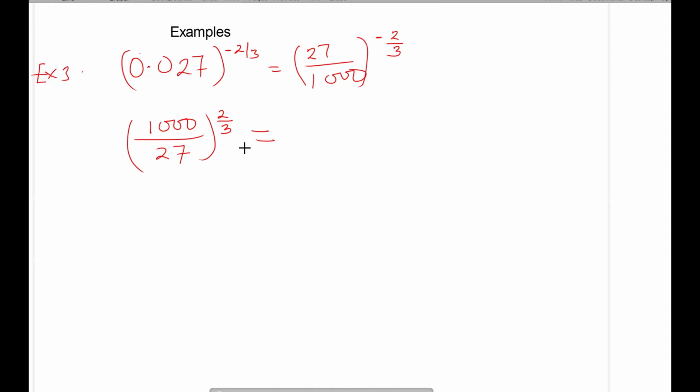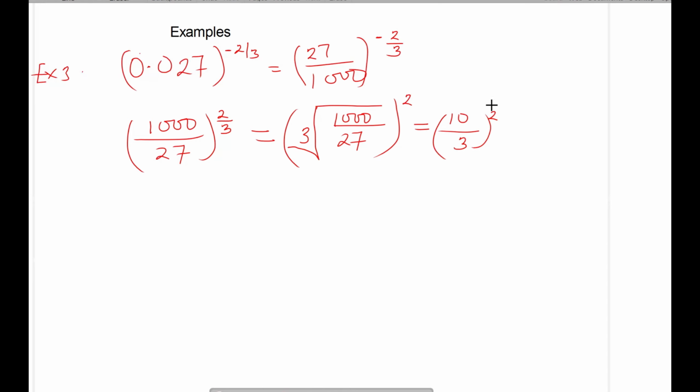Now, to simplify this one further, this is now a fractional power. The numerator here is 2, the denominator here is 3. So that means this now becomes a cube root of 1000 over 27, all to the power of 2. So what's the cube root of 1000? A number we multiply 3 times to get 1000 is 10. And the cube root of 27, that means the number to multiply 3 times to give us 27 is 3.